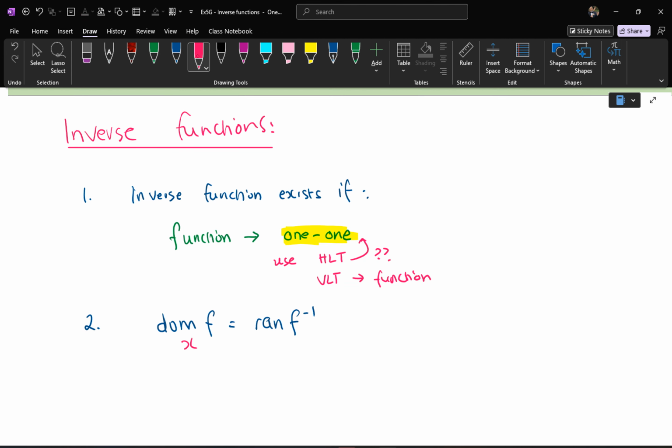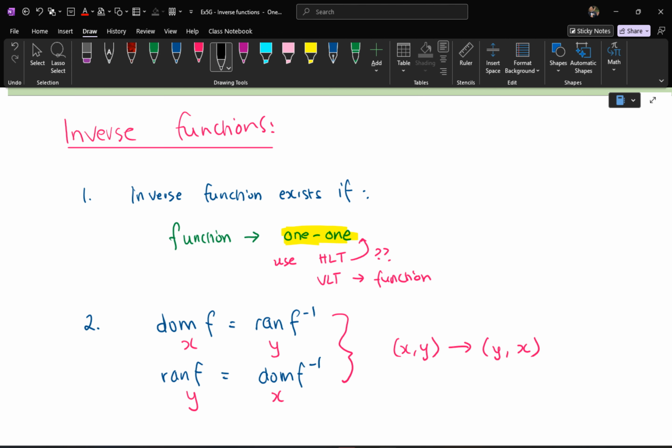So the x becomes the y, and then same thing, the range of the function then becomes the domain of the inverse. So the y becomes the x. Okay, everything swaps around. So essentially, the how component in exercise 5G, all you needed to understand was that for every xy coordinate, you are swapping the x and the y.